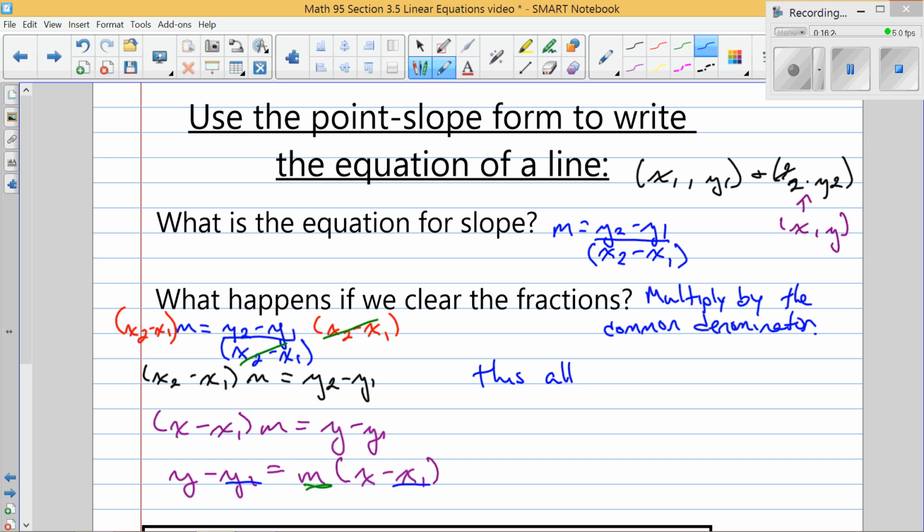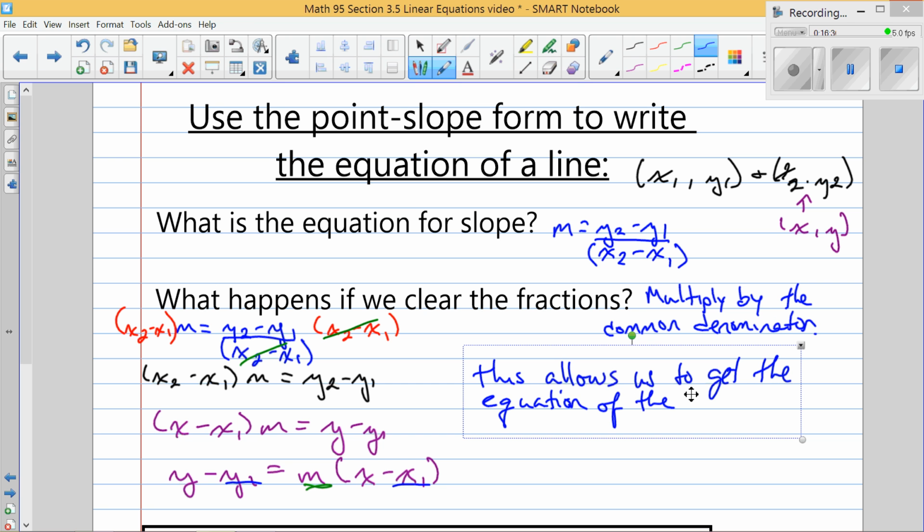This allows us to get the equation of the line from any point and the slope.